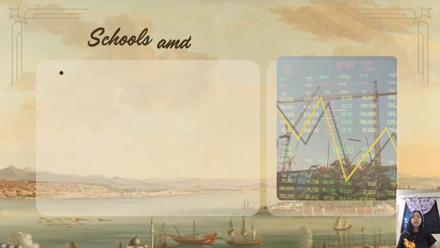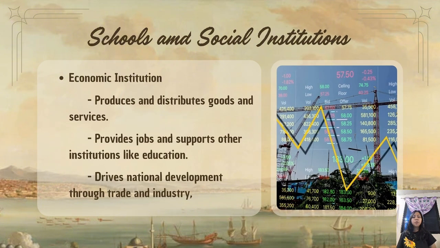Next is the economic institution. These produce and distribute goods and services, provide jobs, and support other institutions like education. It drives national development through trade and industry.